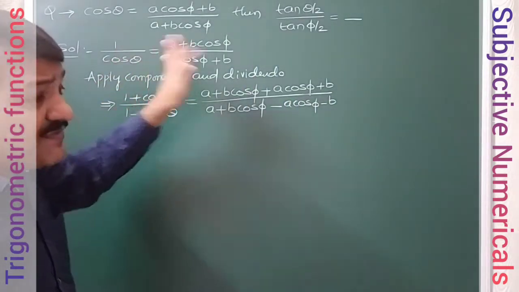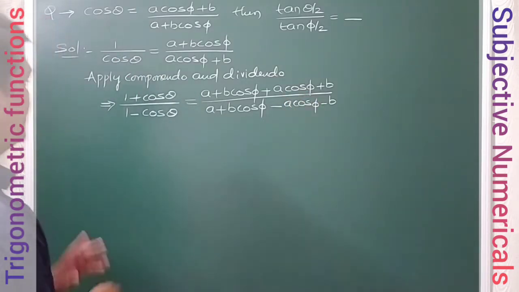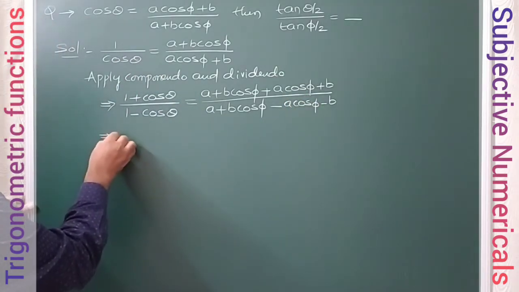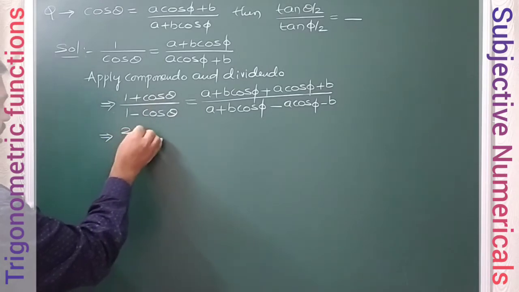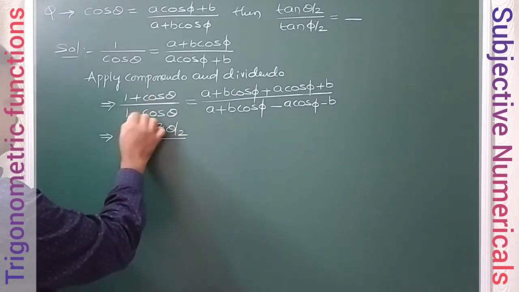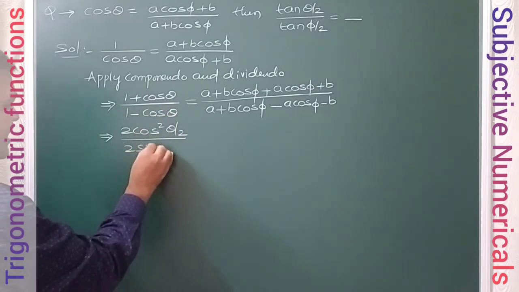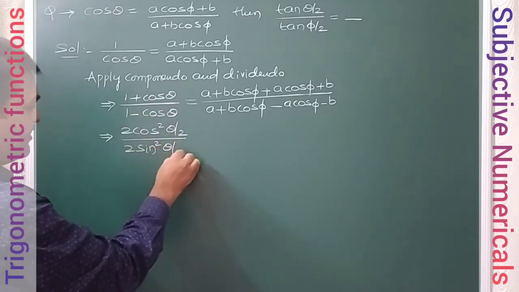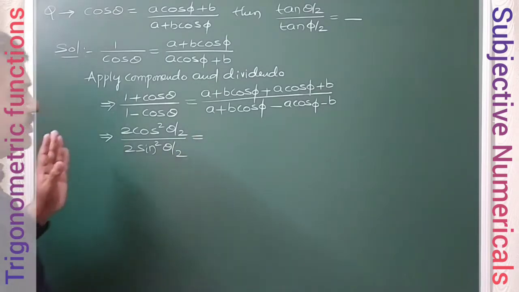Numerator minus denominator. Next now, 1 plus cos theta directly, 2 cos square theta by 2 is the formula. For 1 minus cos theta, 2 sin square theta by 2 is the formula. Now come to the RHS.